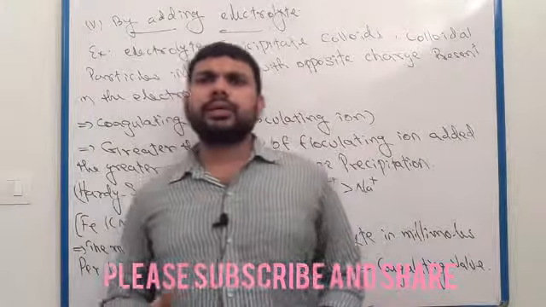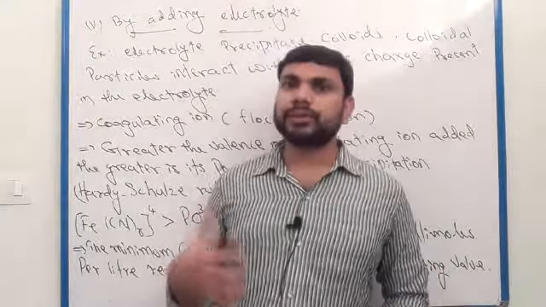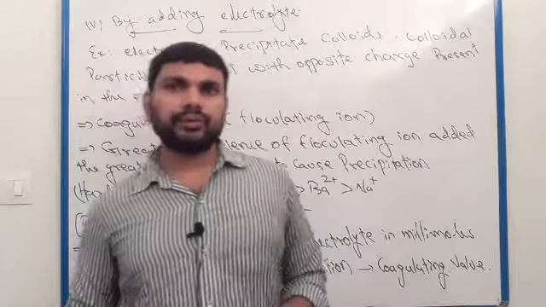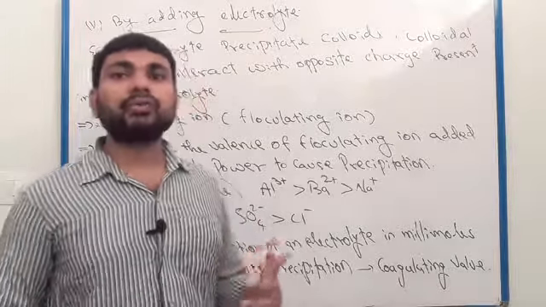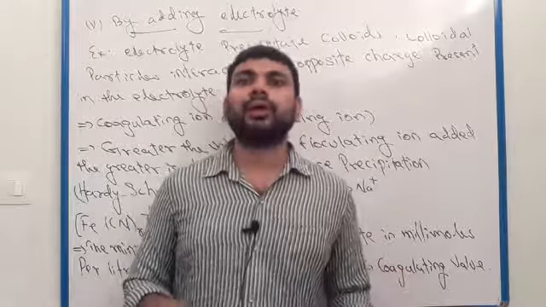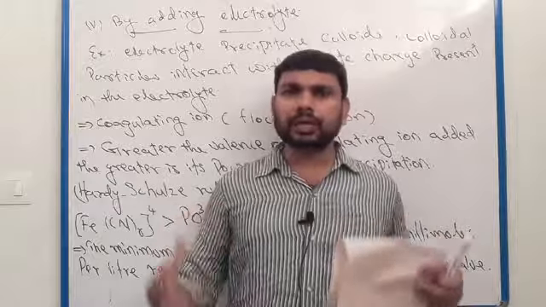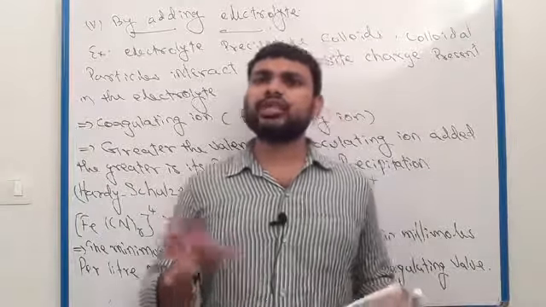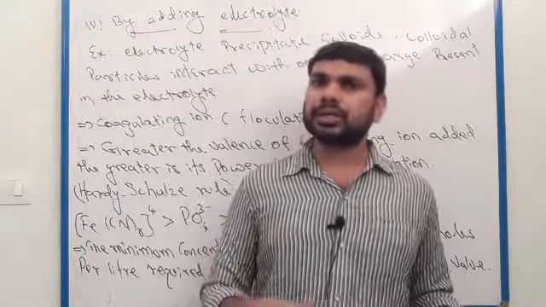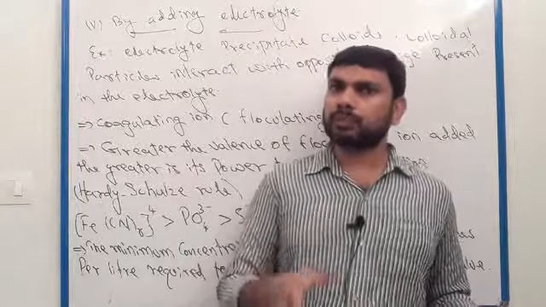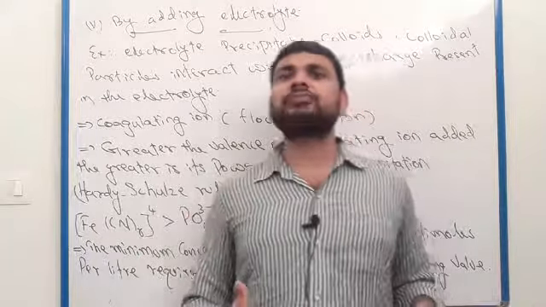Okay, we discuss here coagulation of lyophobic colloid. We discussed four methods. The fifth method to coagulate lyophobic colloid is by adding a suitable electrolyte. Addition of a large amount of electrolyte into a lyophobic colloid causes precipitation. The electrolyte contains charged ions, and these charged ions interact with the colloidal particles. Colloidal particles with opposite charge will interact with the electrolyte and precipitation will happen.